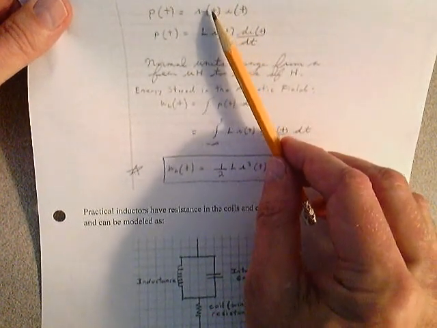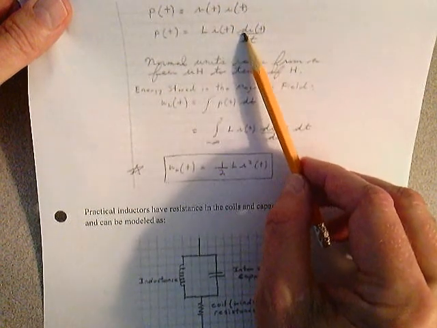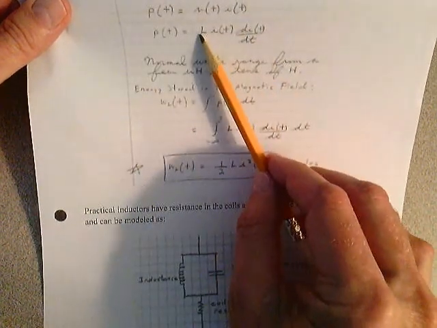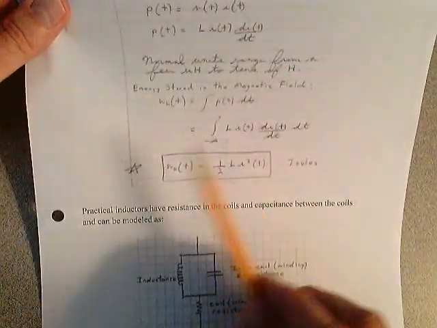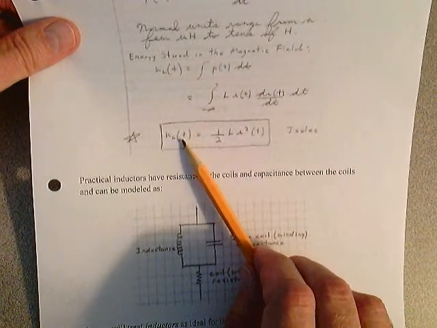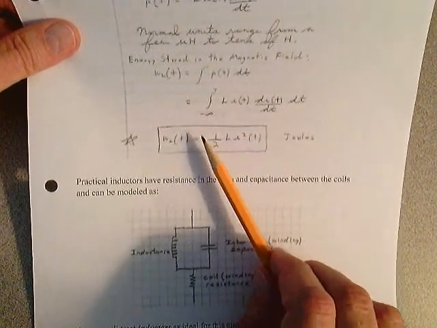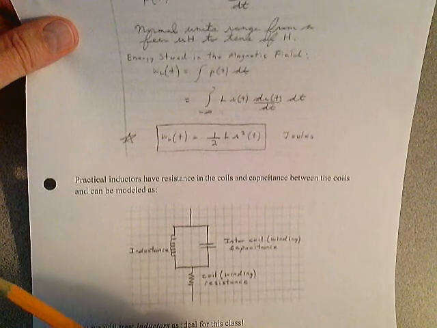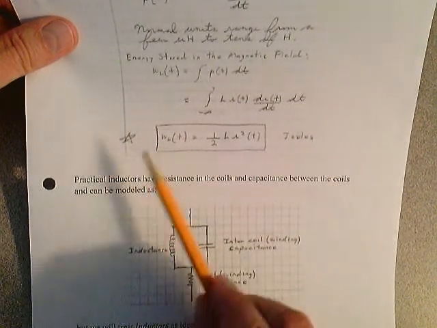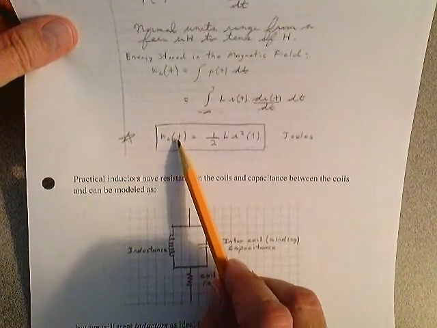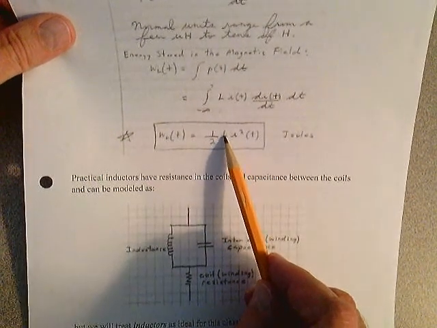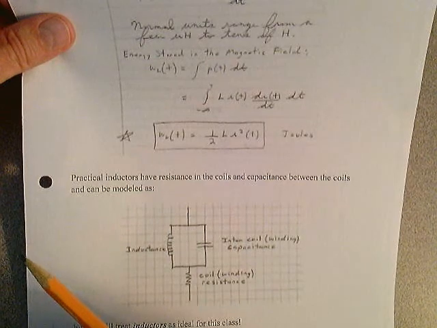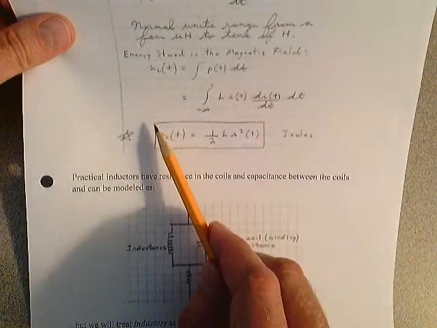The voltage was L di dt. I put it in down here, and I end up with the power is equal to L times the current times the derivative of the current. And from that power, I can determine the energy stored in that magnetic field in terms of joules. WL, that's energy stored in joules, is 1/2 the inductance times the current squared. You're going to be using this equation.